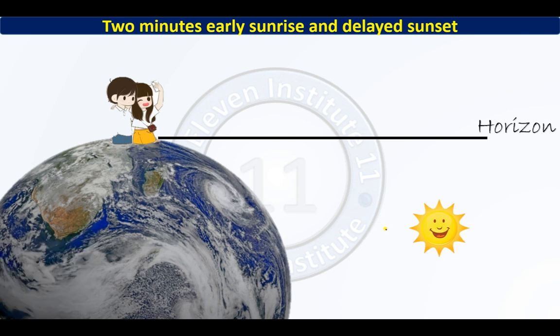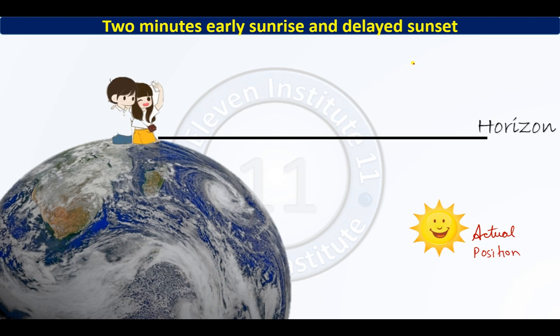But before that, let us write again what this is. This is the actual position of the sun. But the sun appears above the horizon 2 minutes earlier due to the phenomenon of atmospheric refraction.